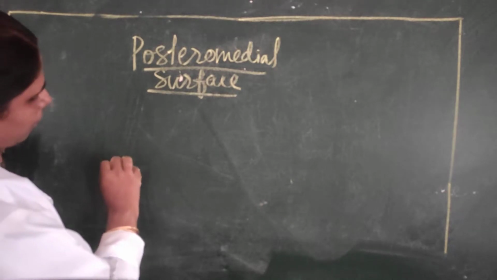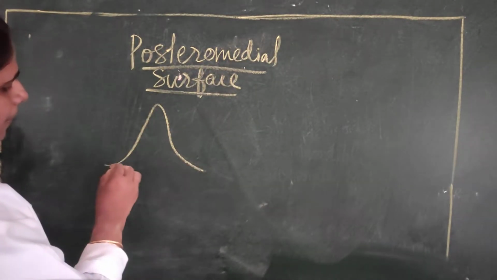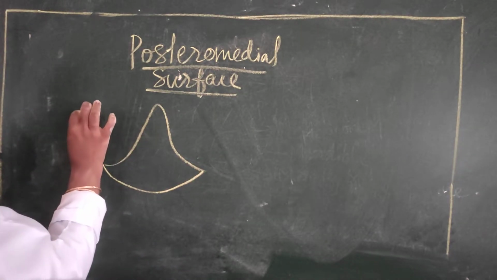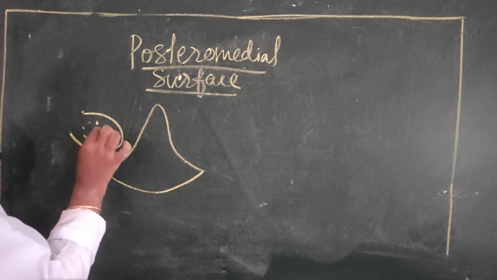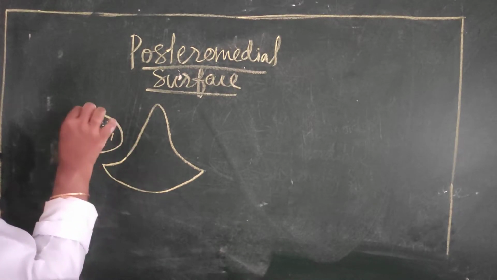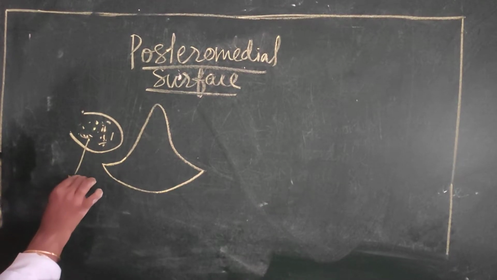We'll draw the diagram showing the posteromedial surface. This is the posteromedial surface. The posteromedial surface is presenting itself towards the mastoid process. So the bony element which comes in direct contact with the posteromedial surface is the mastoid process.